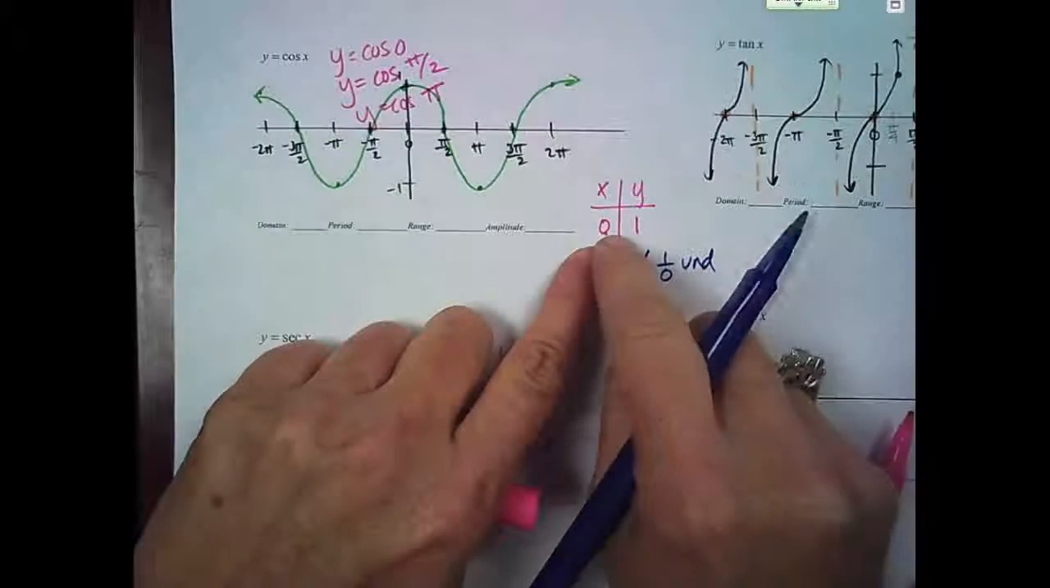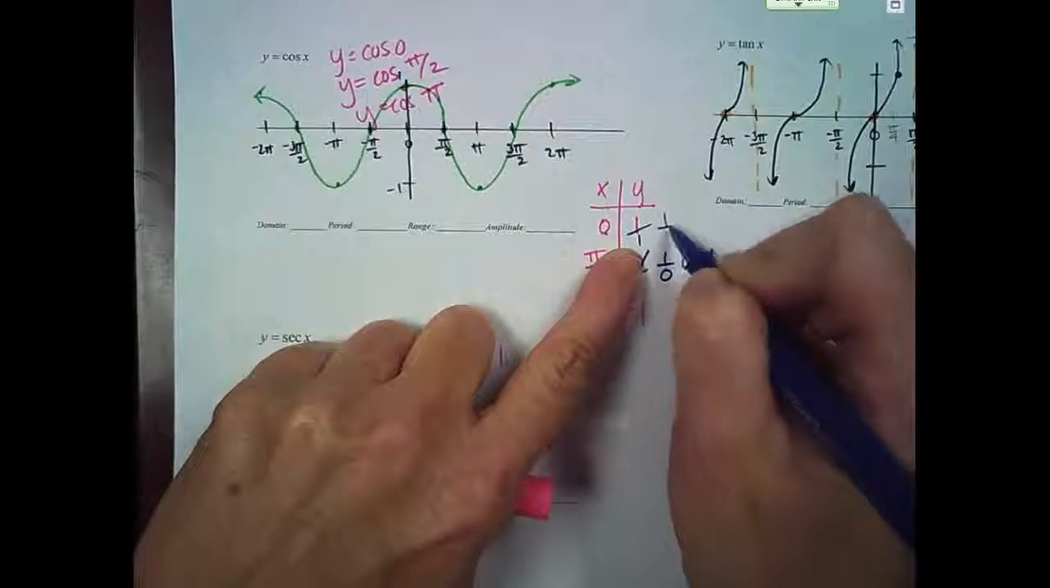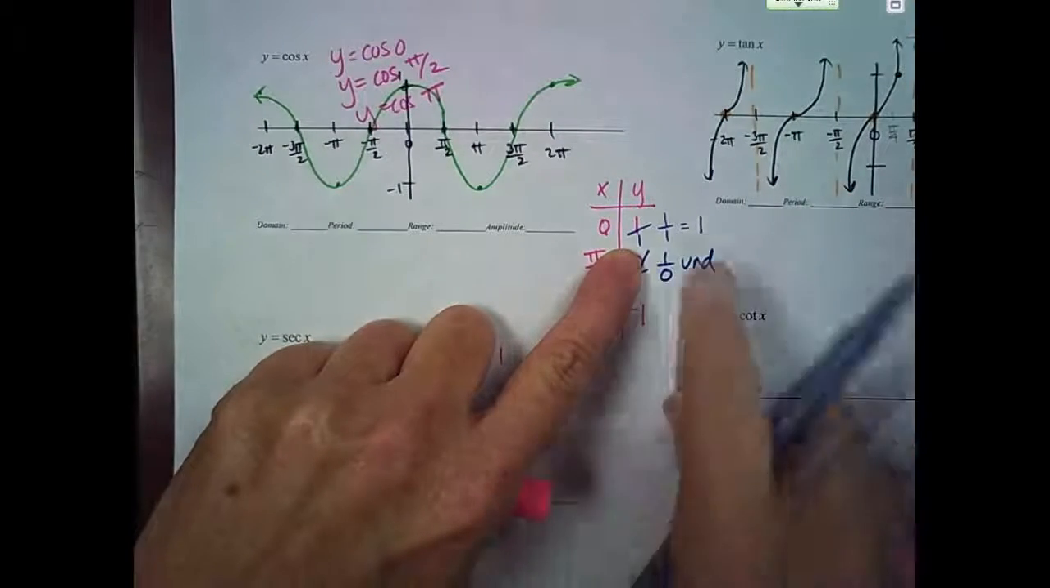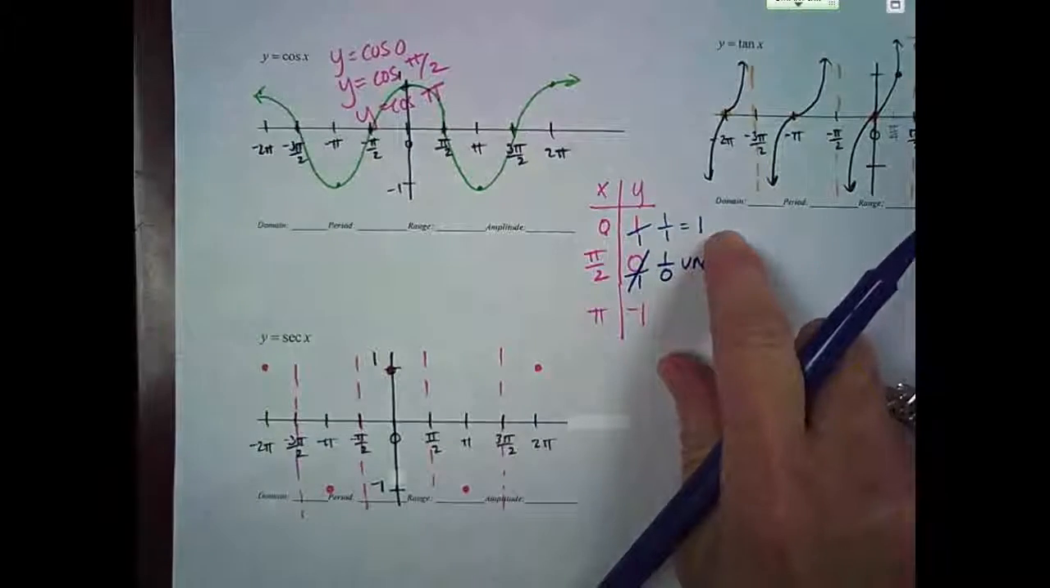So when I put in 0 radians, I got 1. Well, 1 over 1 is still 1. Because I had 1 for cosine, I want the reciprocal, and I got 1.